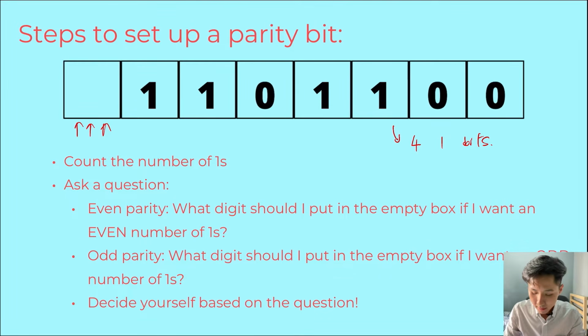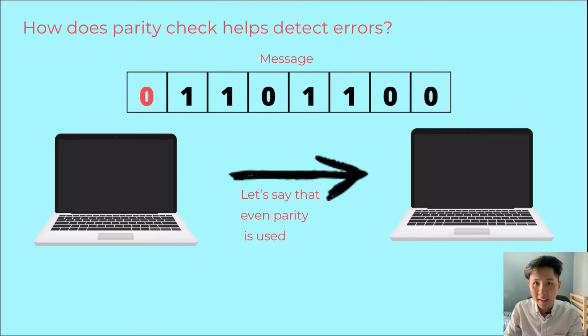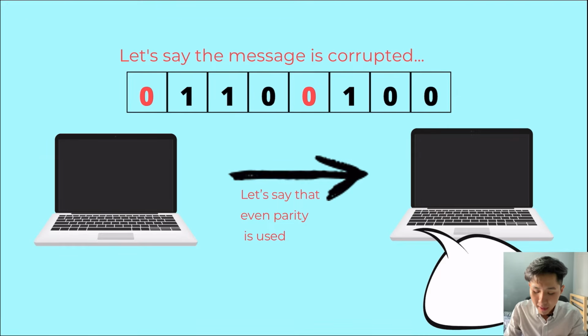Let's look at how using the parity bit can help us determine whether an error has occurred. Let's say that currently we are using an even parity check, and as you can see, the leading bit is 0. Our parity bit is 0 to make sure that the number of 1s here is even. And imagine that a bit is corrupted here.